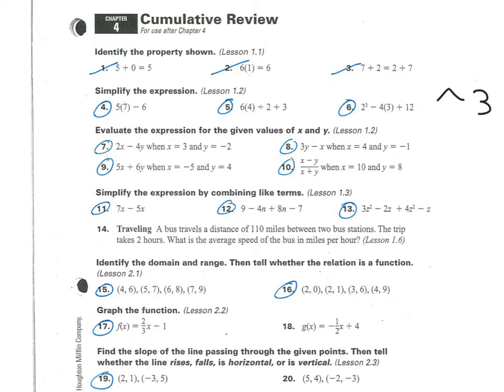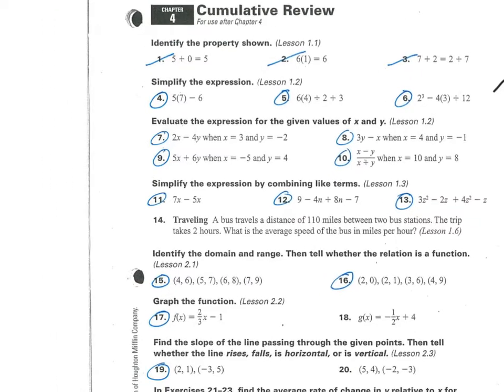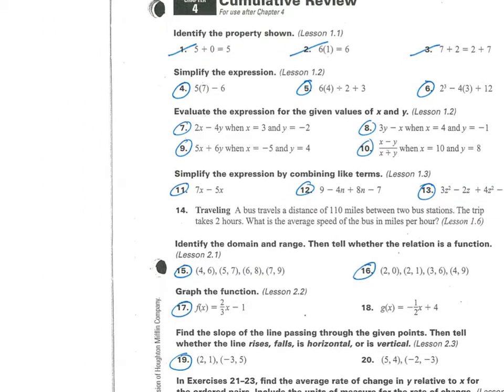In numbers 7 through 10, we're going to evaluate the expression given values of x and y. So here's a number for x, here's a number for y. Simply plug them in and see what answer you get. And again, I highly recommend that when you're using your calculator, every time you plug in a value for a variable, so like 2 times x, we're going to say 2 times 3, use parentheses. Okay, minus 4 times, that'd be negative 2. Okay?